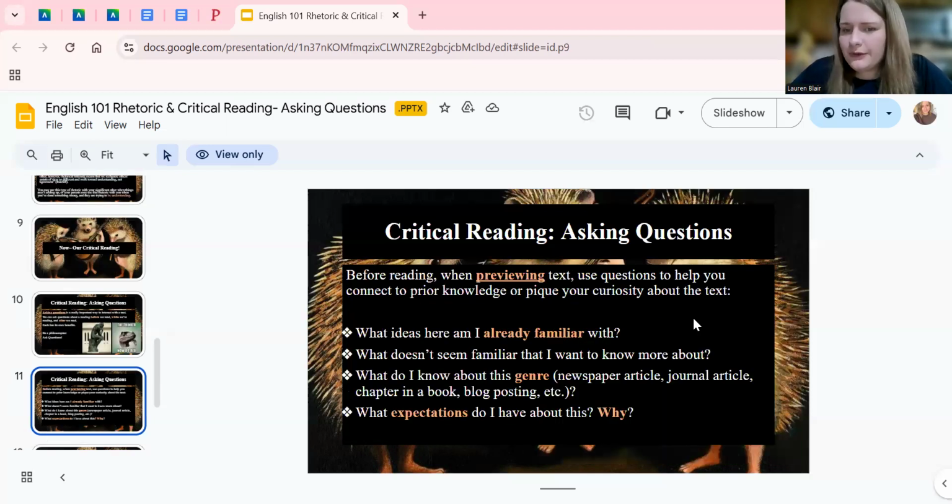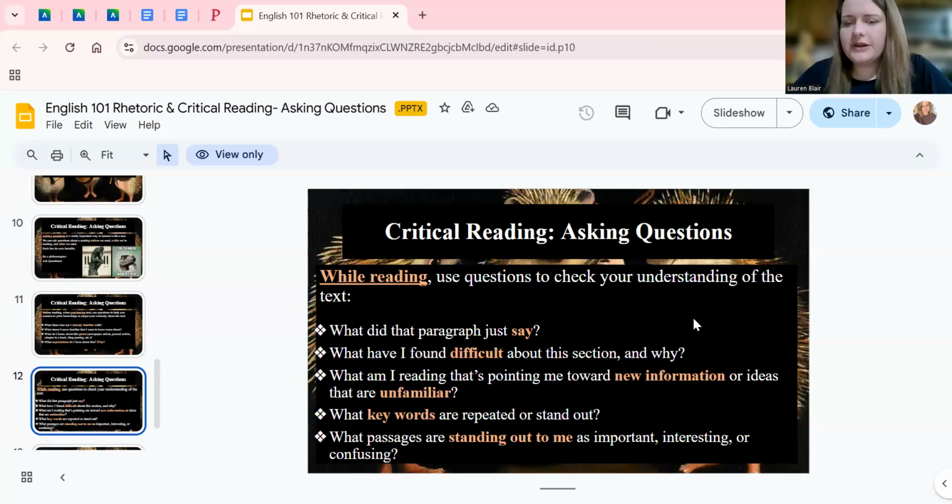Before reading, when you're previewing a text, you can use questions to help you connect to prior knowledge or pique your curiosity about a text. Think about the ideas you're already familiar with. What doesn't seem familiar that you might want to know more about? What do you already know about the genre, whether it's a newspaper article or a journal article or a chapter in a book or a blog posting? And what expectations do you have about it? And why do you have those expectations? A bit of metacognitive thinking.